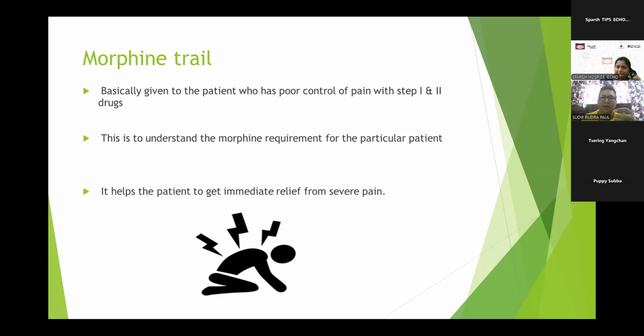Whenever we ask, did you take the morphine on time? They say, no, I didn't take it; since the last 2 days I have not taken it. How can I realize whether the dose we prescribed before was the correct dose for that particular patient? We cannot find it out in the OPD. So in that condition, we can go for a morphine trial to find the required dose. It also helps the patient get immediate relief from severe pain.